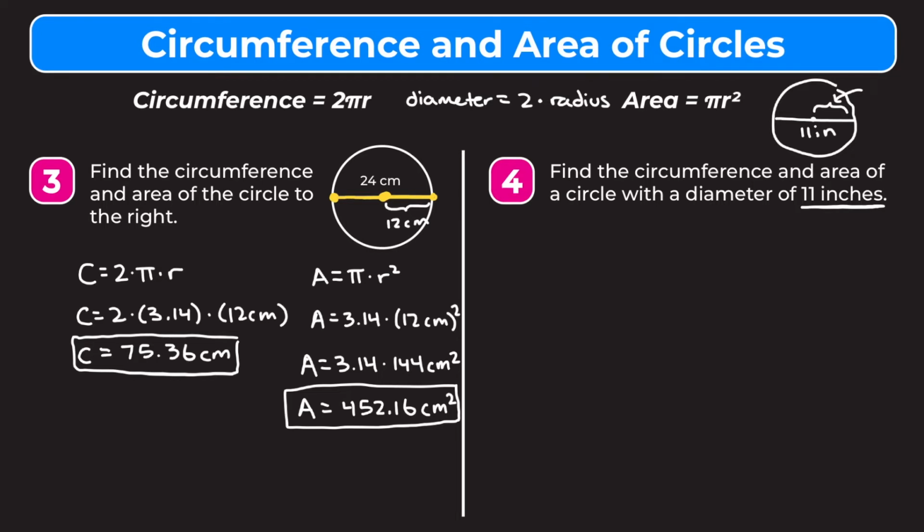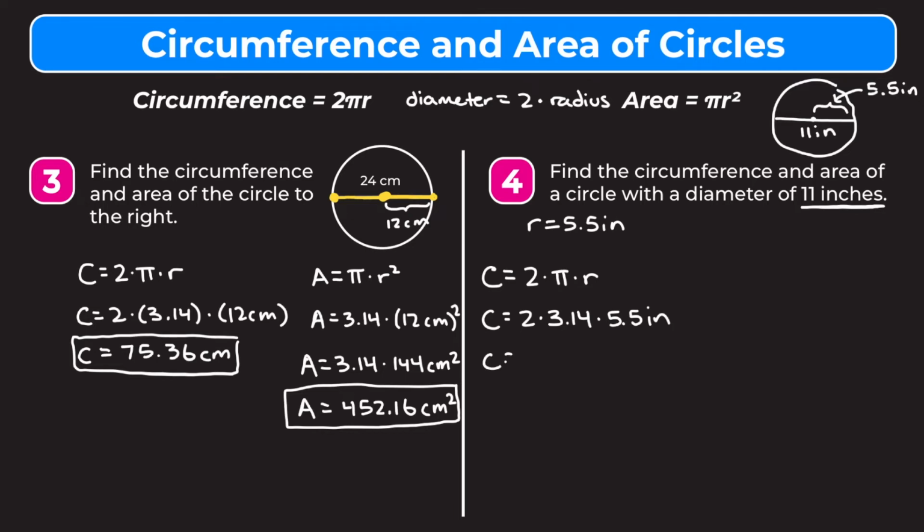So half of 11 is just 11 divided by 2. If we divide 11 by 2, you guys can use a calculator if you need to, we're going to get 5.5 inches. So I'm going to write down here that our radius is 5.5 inches. And now we're just going to plug that into our formulas. So circumference is 2 times pi times r. So we're going to do 2 times 3.14 times our radius of 5.5 inches.